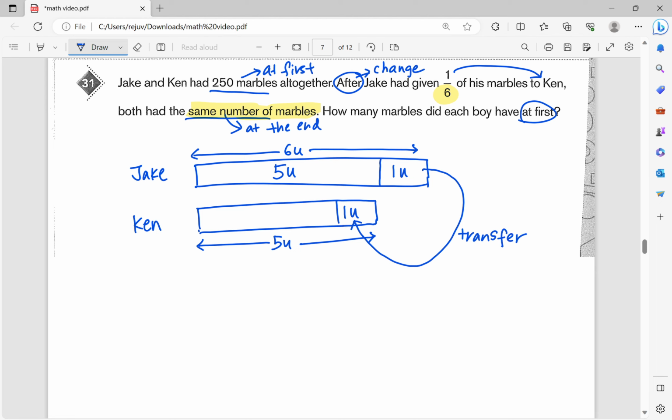So from this point onwards, we can now determine the number of units of marbles that Ken has at first. Since Ken has 5 units of marbles in the end, and 1 unit of it comes from Jake, that means 5 units minus 1 unit, Ken will have 4 units of marbles at first.